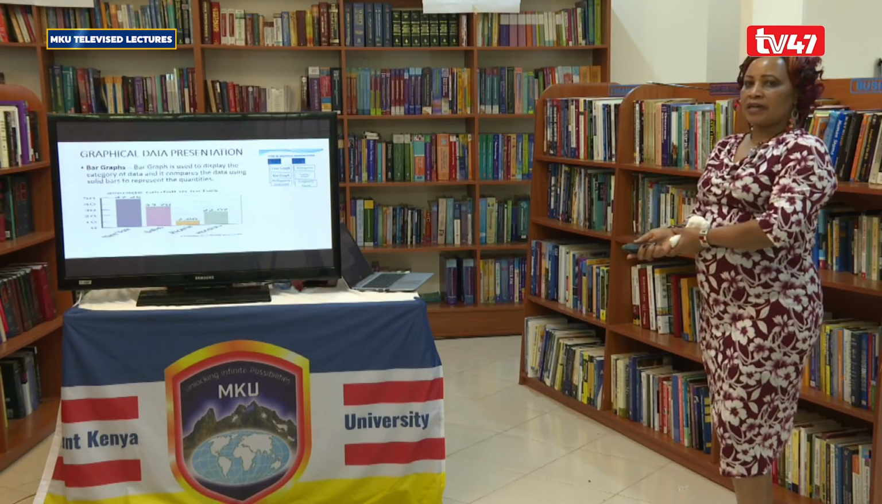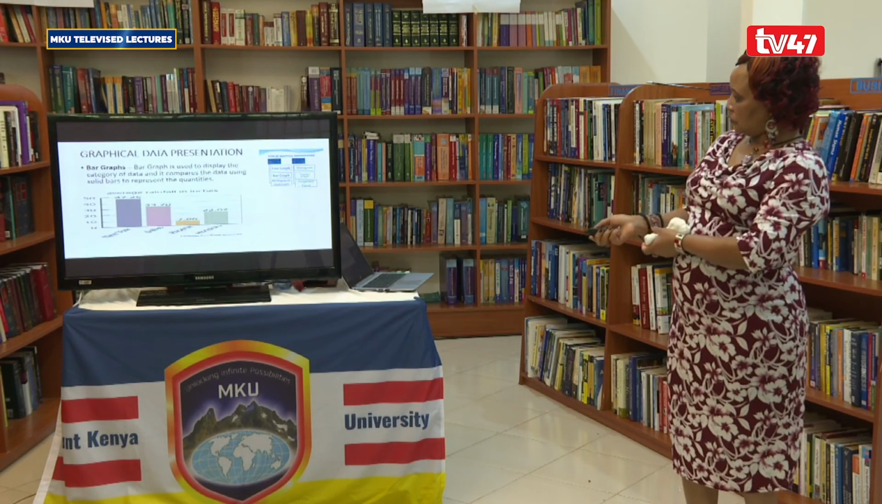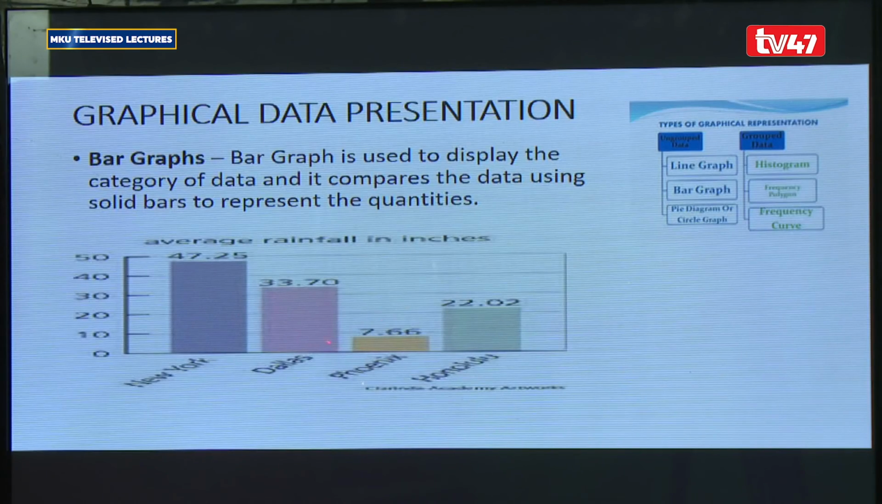Then we have the bar graph. You can see clearly here the bar graphs. These are the bars. A bar graph is used to display categories of data, and it compares the data using solid bars. You can see the solid bars here representing the quantities, and you can see each of the quantities is indicated here.